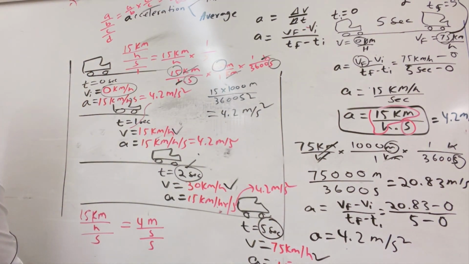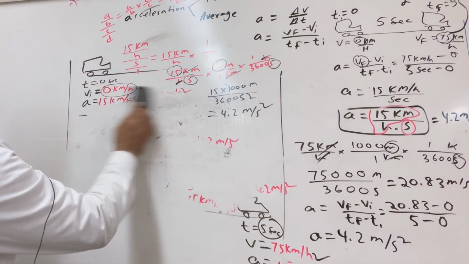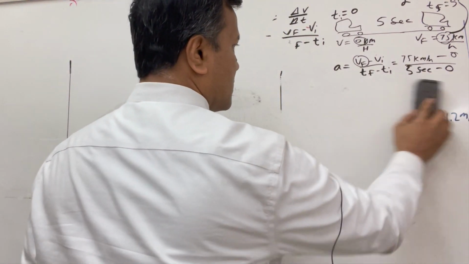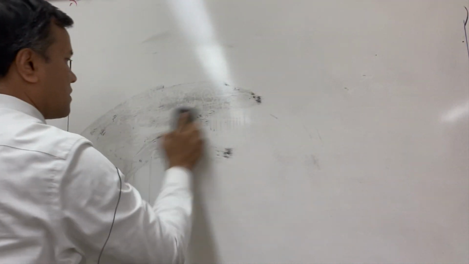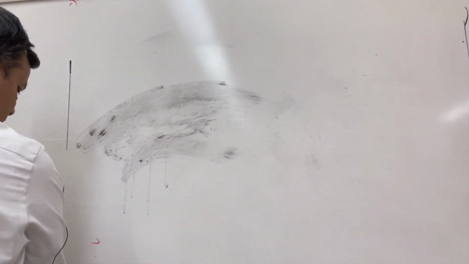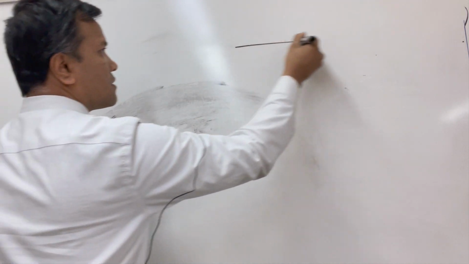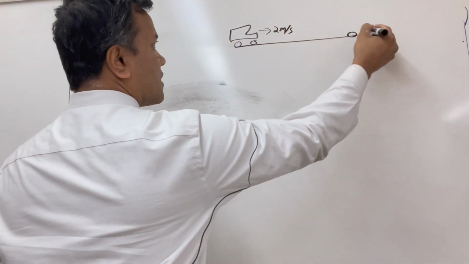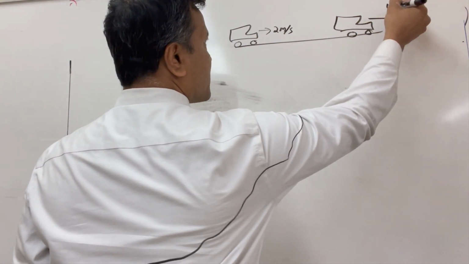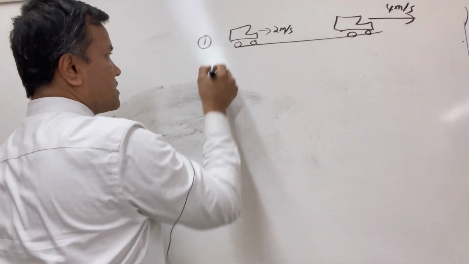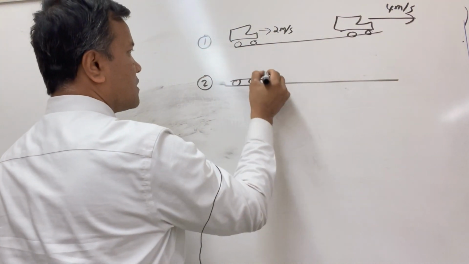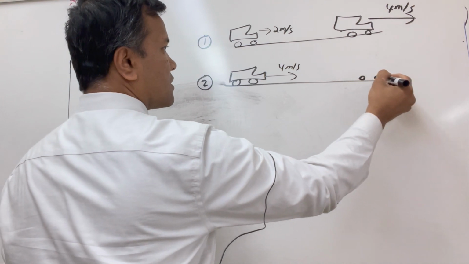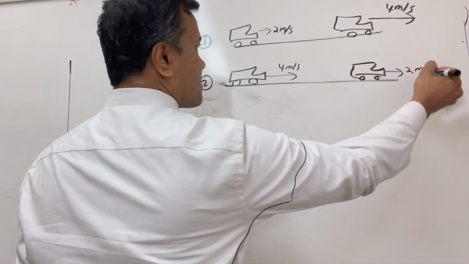Now, last thing we're going to do is this. We're going to consider four scenarios to verify the acceleration. Scenario one, you have a car that moves with 2 meters per second and final velocity is 4 meters per second, double. Scenario two, car moves with 4 meters per second, ends up with 2 meters per second.